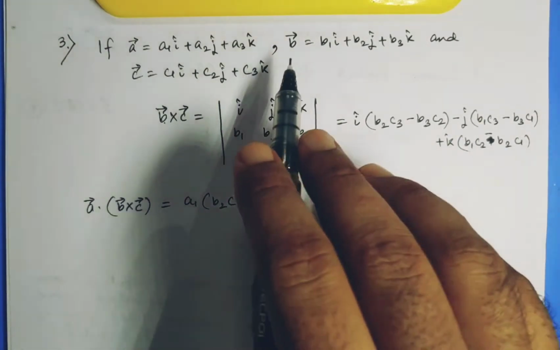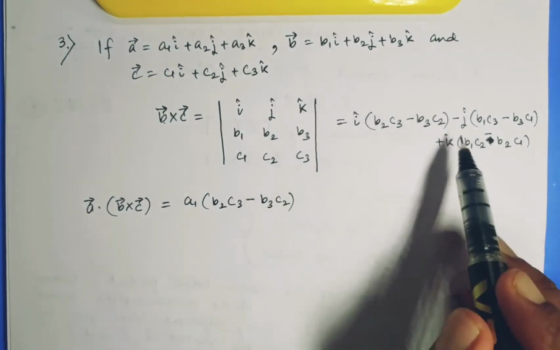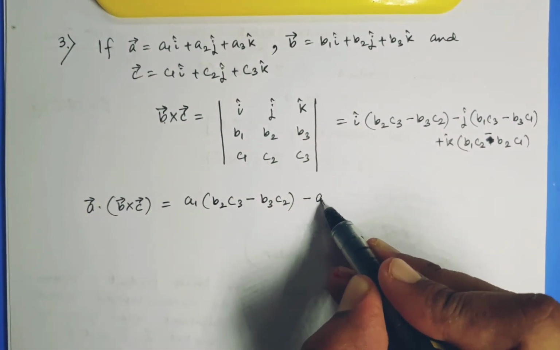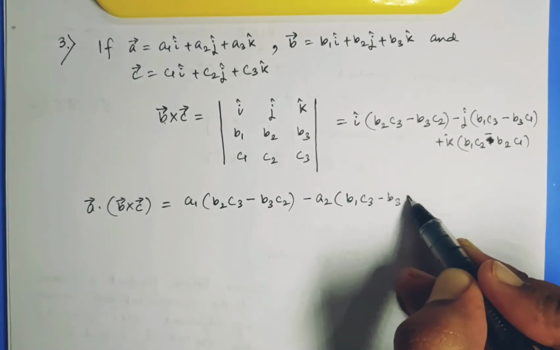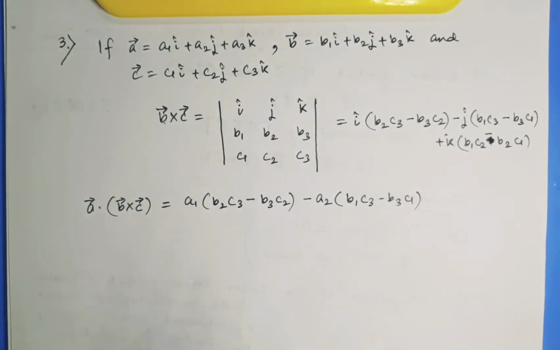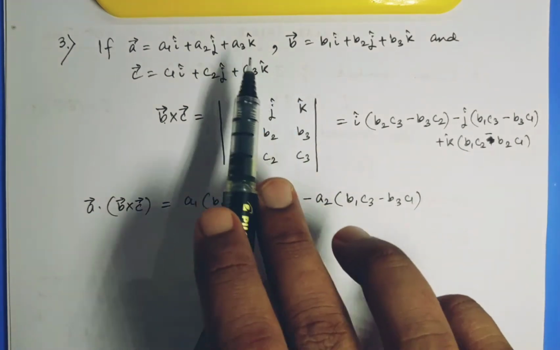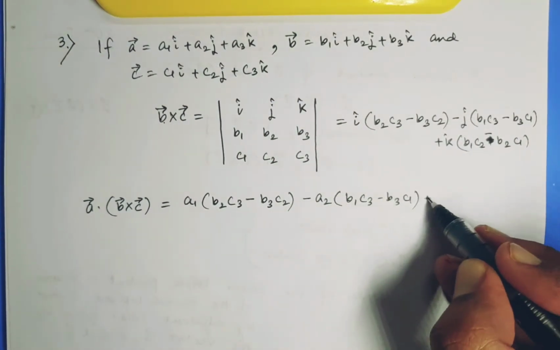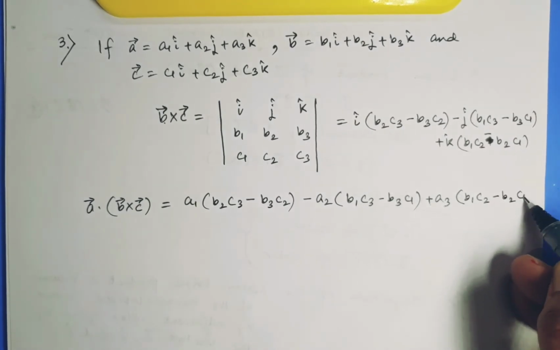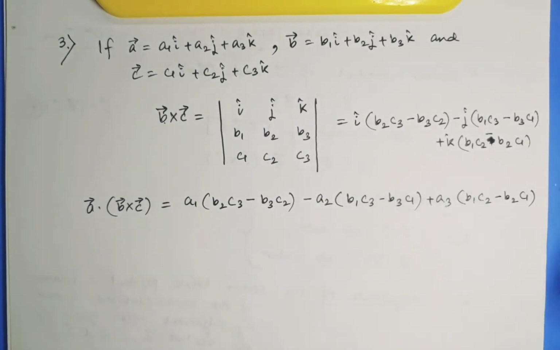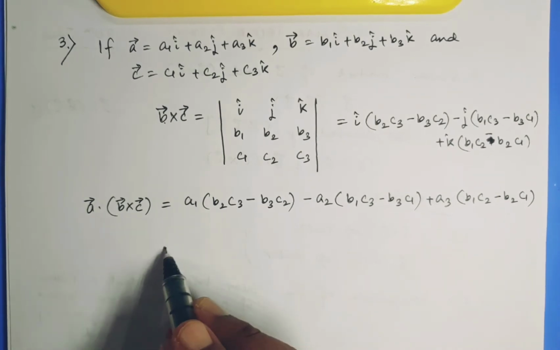Then j dot j is 1. Now keep in mind there is a minus sign, so I will write minus A2 times B1 C3 minus B3 C1, right? Now the last one, what do we have? k dot k is 1, so we have A3 times B1 C2 minus B2 C1. Okay, clear? Now there is a shortcut.